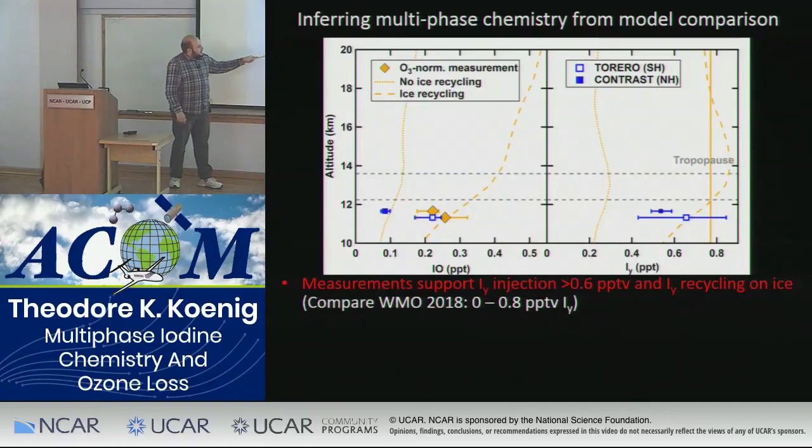If I show here, this is the total IO averaged over all of the data I have in that upper tropospheric bin, and I can convert that into IY. I can do the same thing for CONTRAST, and at first blush, it looks like there's a contradiction here.